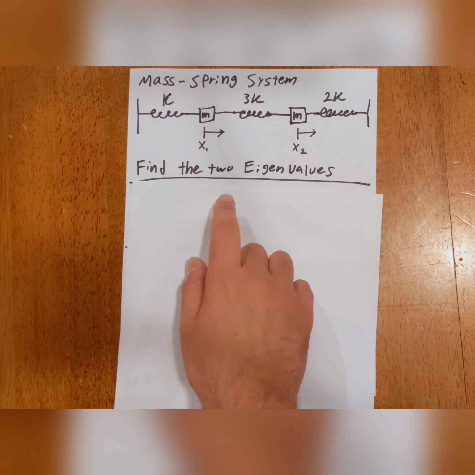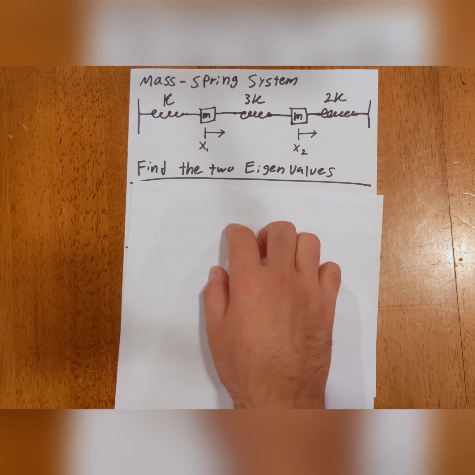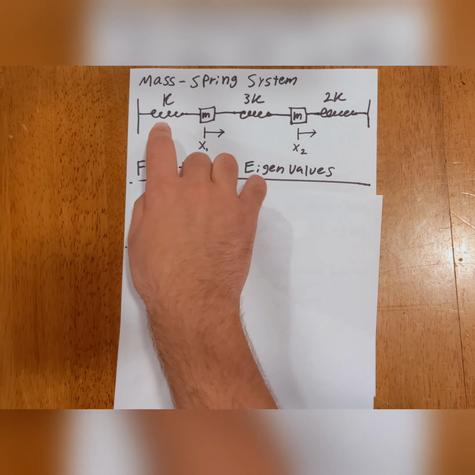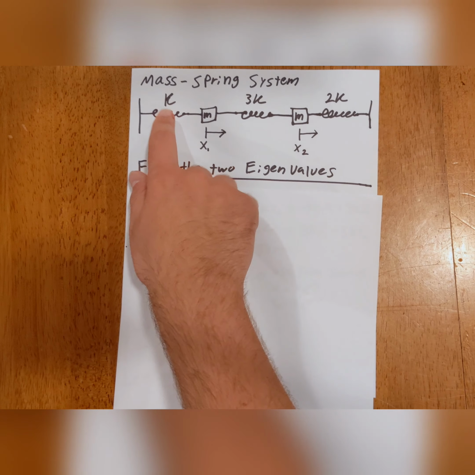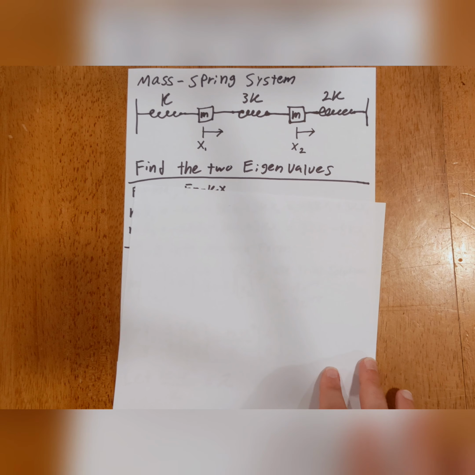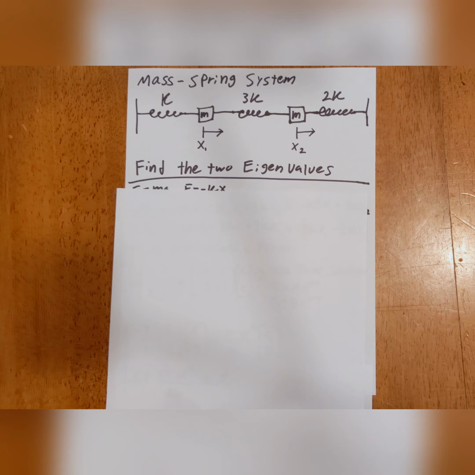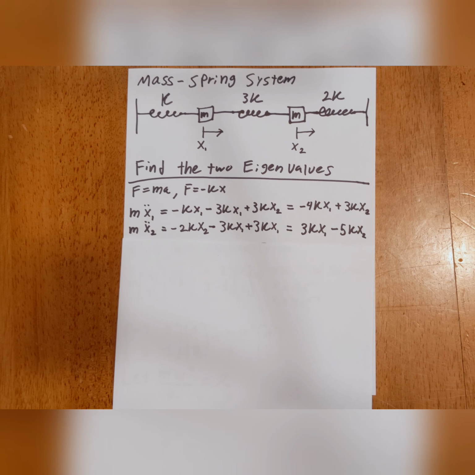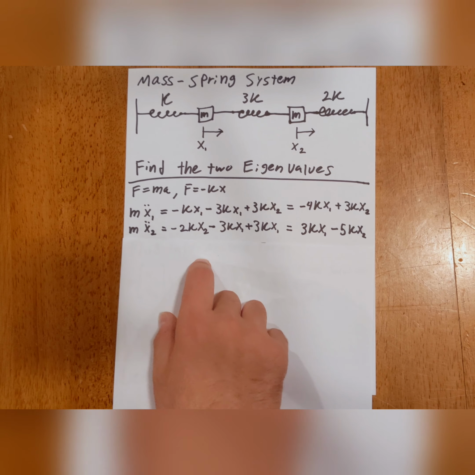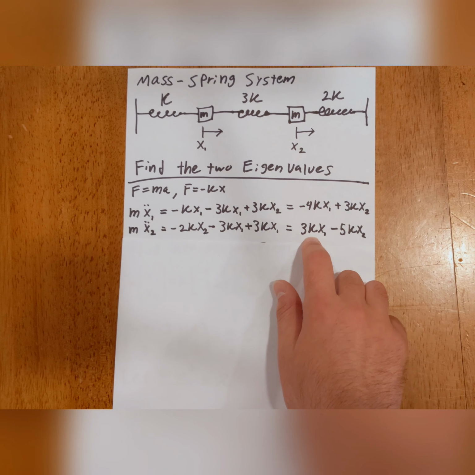So here we're looking at an application of the example problem we just did: a mass spring system with 3 springs and 2 masses here. And these springs have a different coefficient. And we want to find the 2 eigenvalues of the system. So first we start off by writing down the equations of the system, and we find that it looks something like this, and this looks like a matrix.